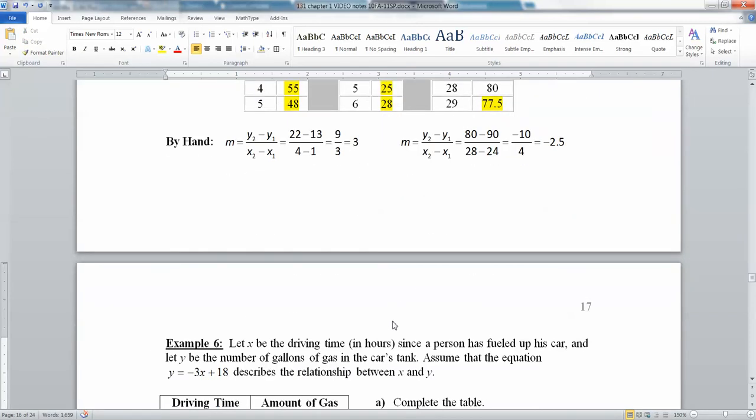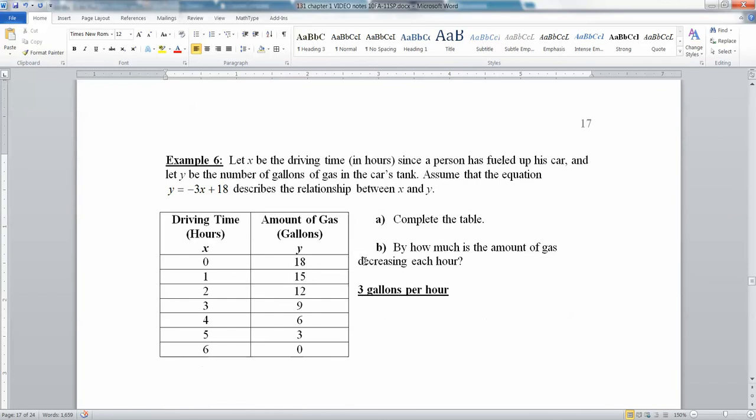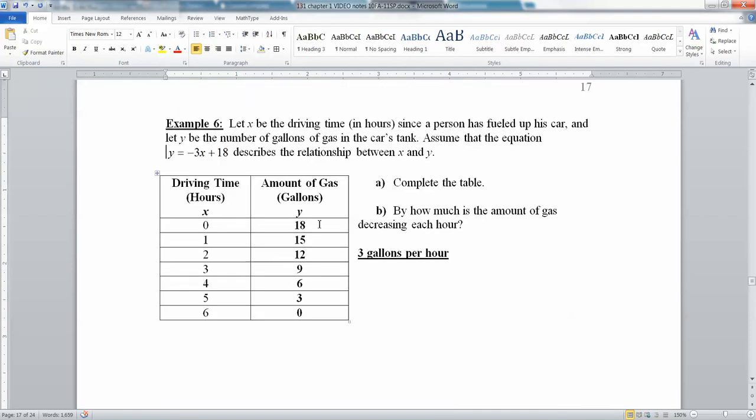Okay, let's move on to the next one, which is: let X be the driving time in hours since a person fueled up the tank of their car. Let Y be the number of gallons in the person's tank. So assume that the equation is y equals negative 3x plus 18. Describe the relationship between X and Y. So what I first did was I filled this in. So I said, okay, when X is 0, then Y is 18. When it's 1, it's 15, and so on. So I completed the table.